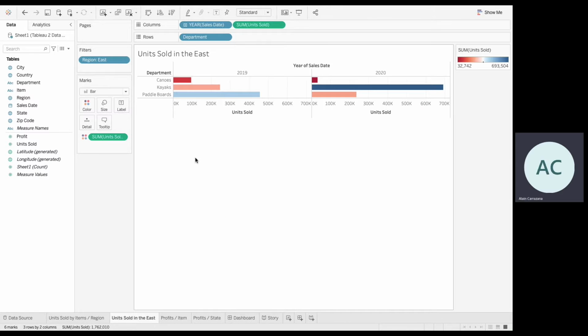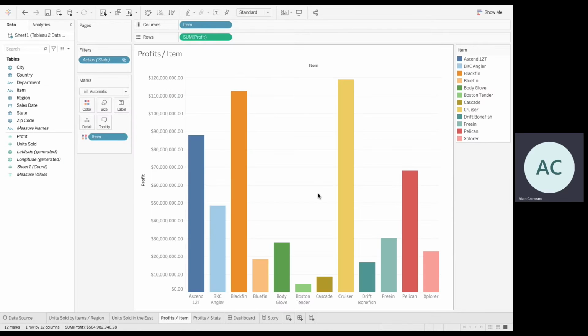On the next page here, we have the units sold in the East. So on this chart, I'm looking at the units sold for different departments for the years 2019 and 2020. So you can see in the chart how the departments performed in these 2 years. For example, here on the kayaks, we had a great year in 2019, selling 246,000. But then in 2020, it had a huge jump to selling 693,000 units, being really good for the East right there, the kayaks.